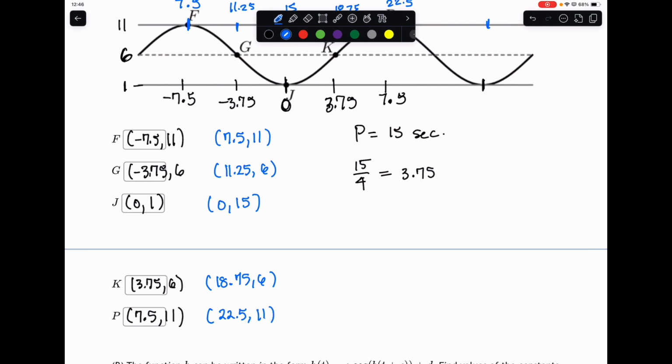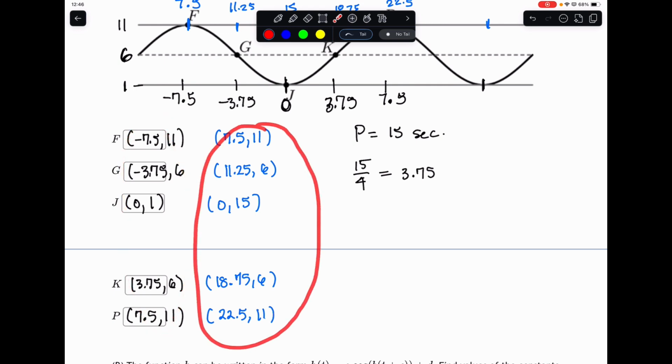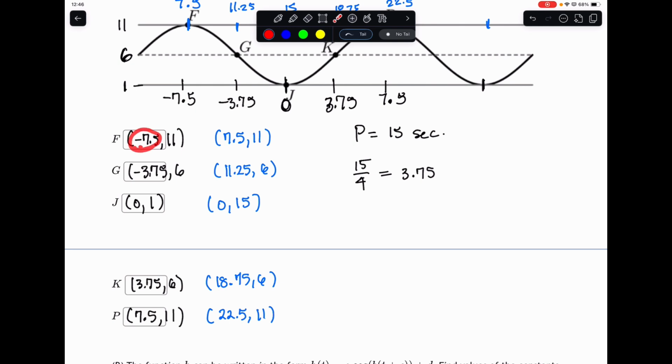So like I mentioned, you could use either the answers that I wrote on the left or the answers I wrote on the right. You can interchange these because, of course, if you have f be negative 7.5, then g has to be negative 3.75, because that's how much they're increasing. They're increasing by that value. And the same thing is true about the blue ones.